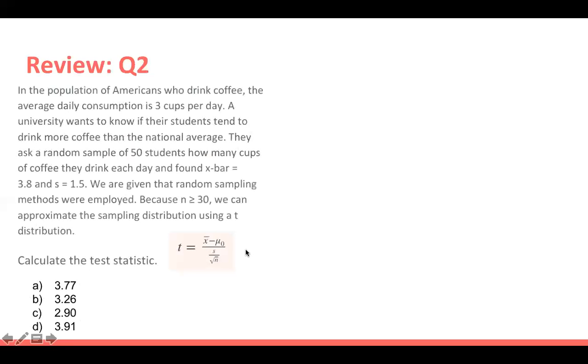Second question: in the population of Americans who drink coffee, the average daily consumption is 3 cups per day. A university wants to know if their students tend to drink more coffee than the national average. They ask a random sample of 50 students how many cups of coffee they drink each day and found the X-bar equal to 3.8 and the standard deviation equal to 1.5. We are given that random sampling methods were employed. Because your sample size is greater than or equal to 30, we can approximate the sampling distribution using a t-distribution. Calculate our test statistic.